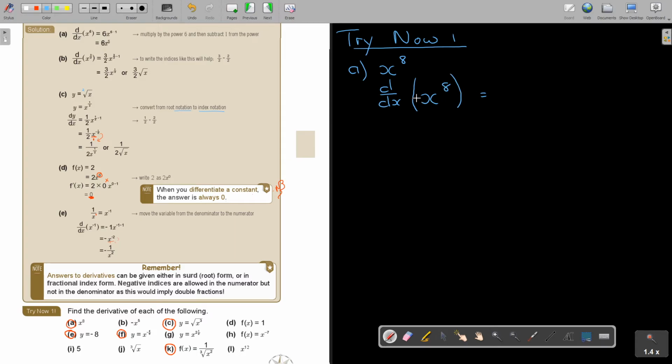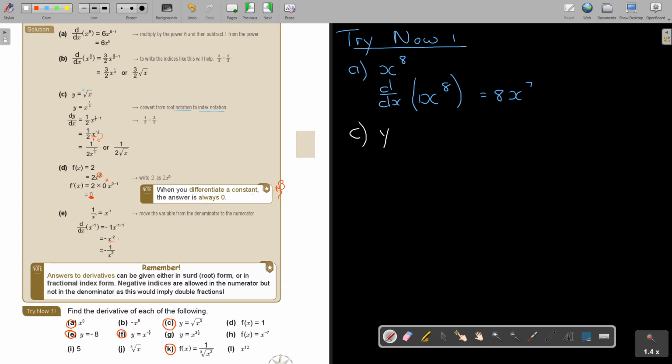So I take this. The coefficient is 1, so I multiply it by 8. And then I just subtract 1. And that's that. 8 minus 1 is 7. That will be my answer. Let's go to the next one. Number C.